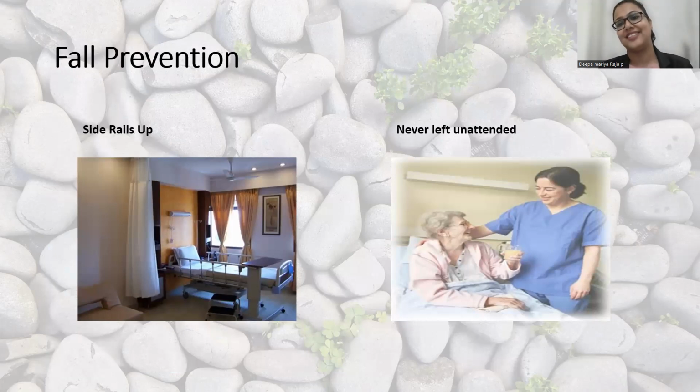Now, how to prevent? Already we discussed the reason. So if we know the reason, we can prevent it very easily. So see, side rails up, major thing. Side rails or seat belts. Whenever patient is moving, seat belts up.